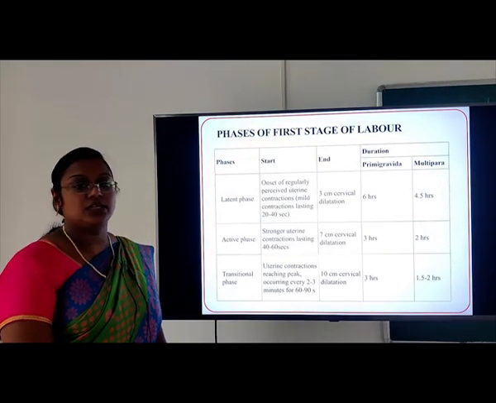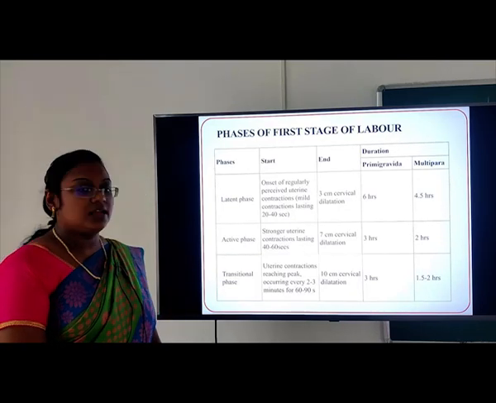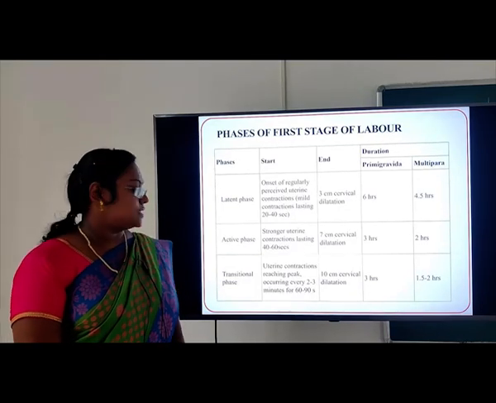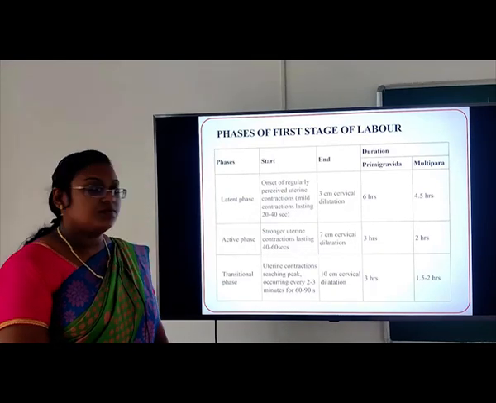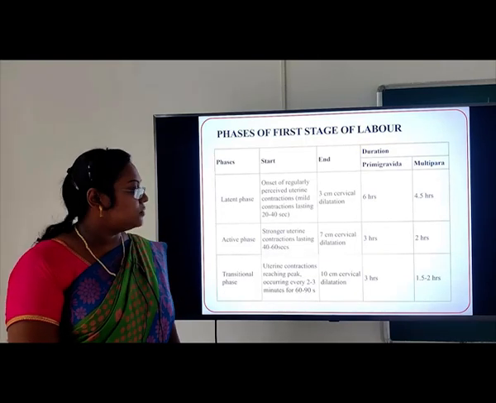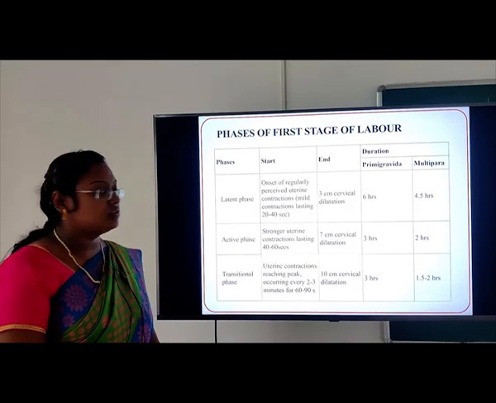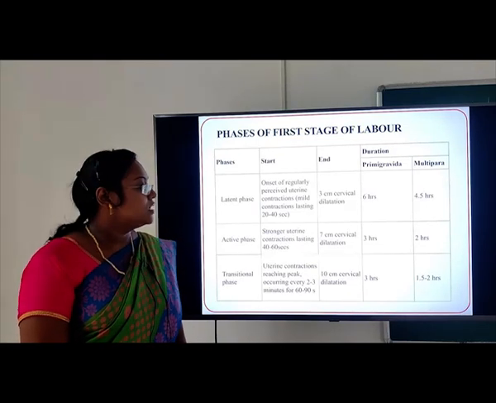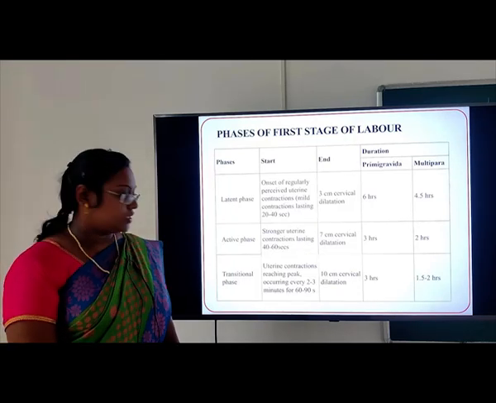During the active phase, the mother may experience stronger uterine contraction and the pain may last for 40 to 60 seconds. Okay. So, in this phase the cervical dilatation will be up to 7 centimeter, and for primigravida mothers the duration of this active phase is 3 hours, and for multipara mothers the duration is 2 hours. And the third thing is the transitional phase.